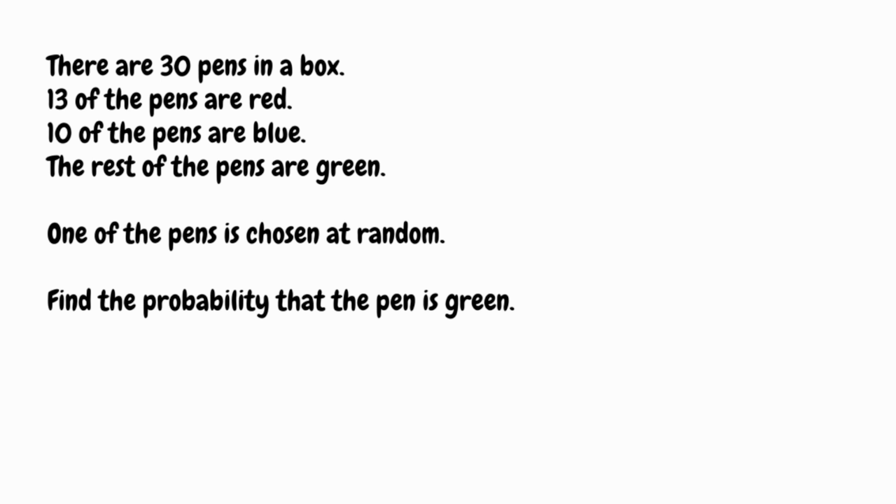So we know that there are 13 red pens and there are 10 blue pens. So I'm going to add these together and that's simply going to give me 23. It then says the rest are green. So what we're going to do now is take this away from the total. So there are 30 pens in total. When we take away this 23, that's going to leave us with 7. So there are 7 green pens.